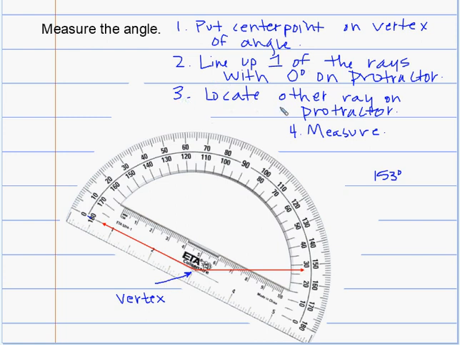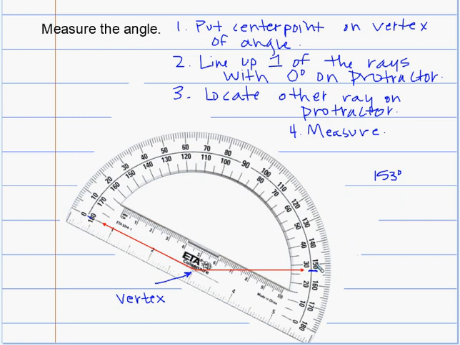Number 3, locate the other ray on the protractor. So I did, that's right here. So now we're over here. And then measure. So I'm going to start on this end. It's 0, 140, 150, and then it's 153.